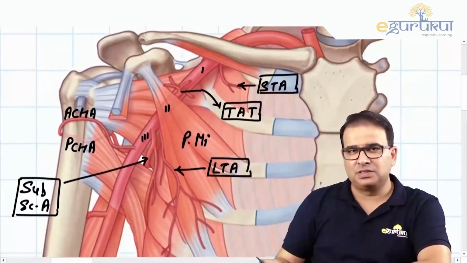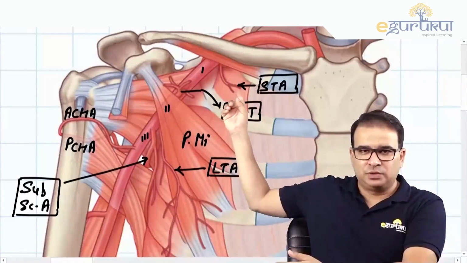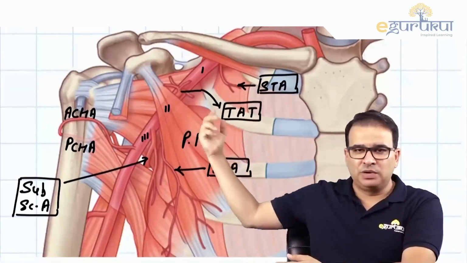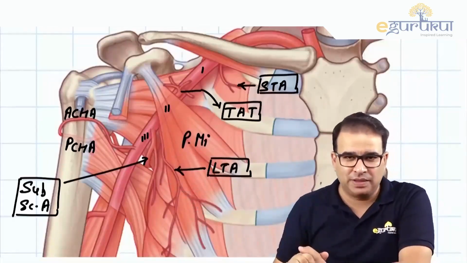So these are the branches coming from the third part of the axillary artery. Superior thoracic artery, we got a thoracoacromial trunk and lateral thoracic artery from the second part, and from the third part you can see the three branches coming out from there.